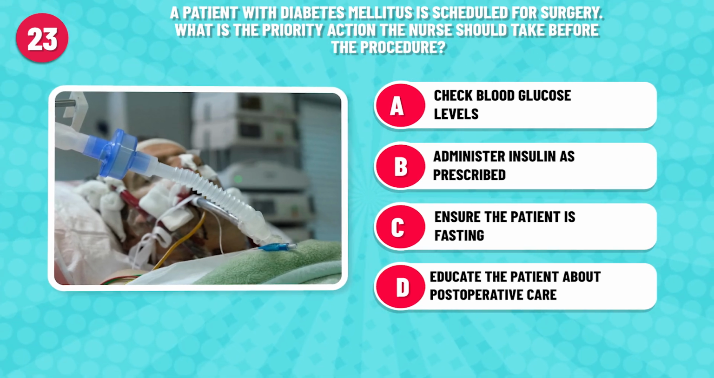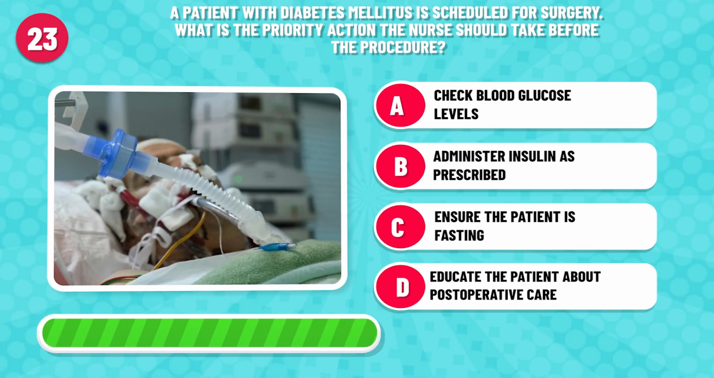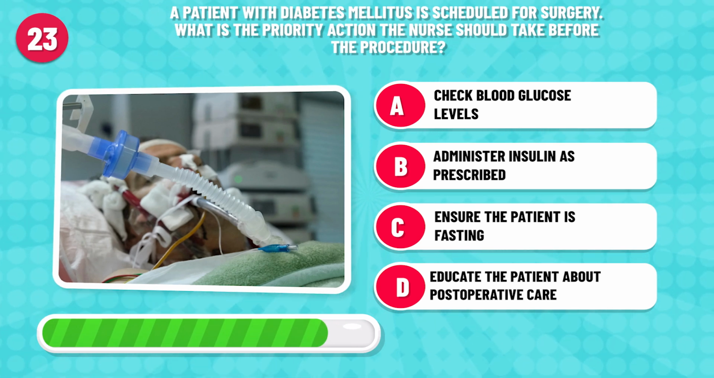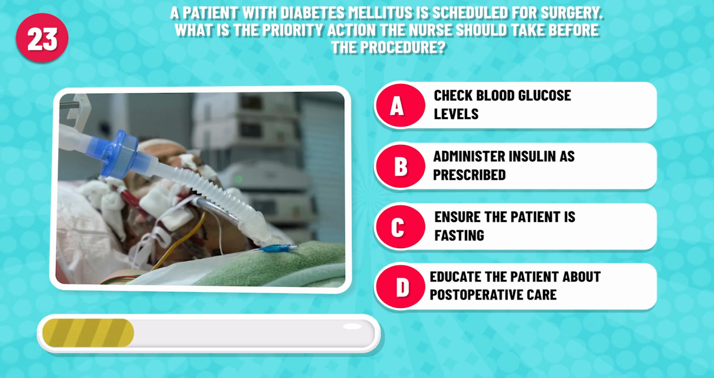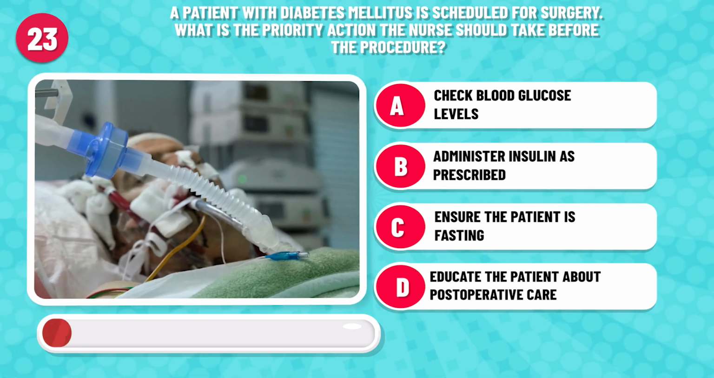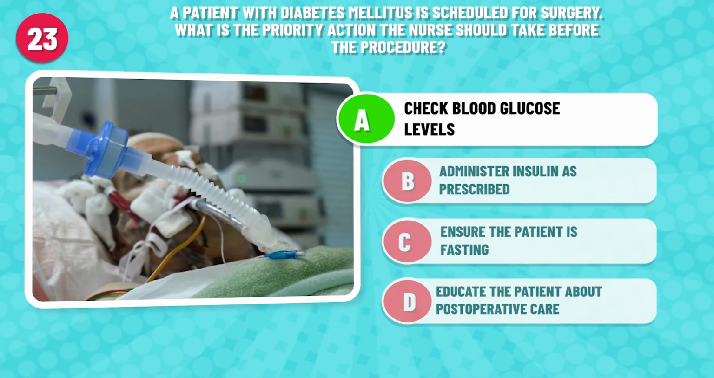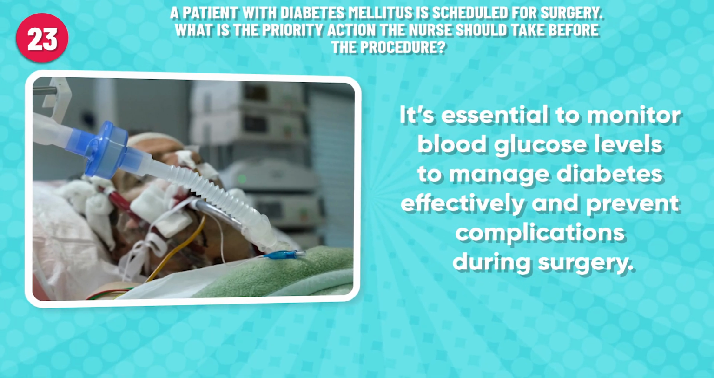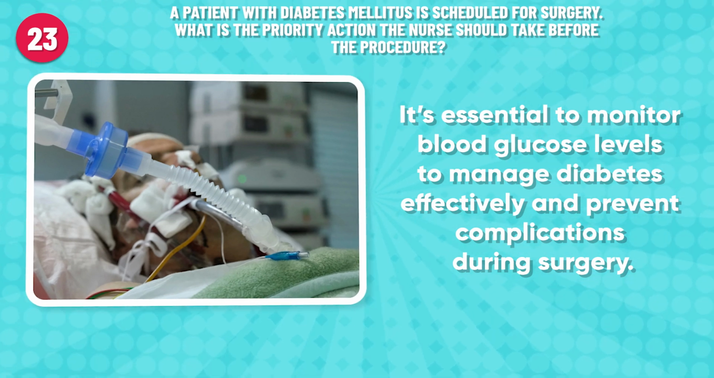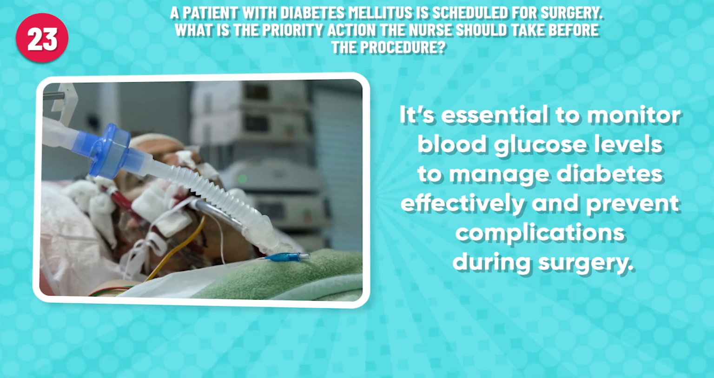A patient with diabetes mellitus is scheduled for surgery. What is the priority action the nurse should take before the procedure? It's A. Check blood glucose levels. It's essential to monitor blood glucose levels to manage diabetes effectively and prevent complications during surgery.